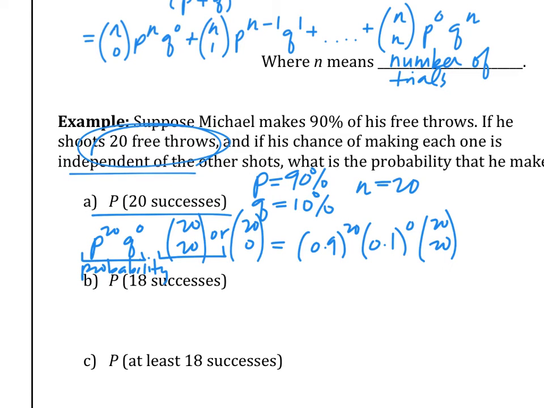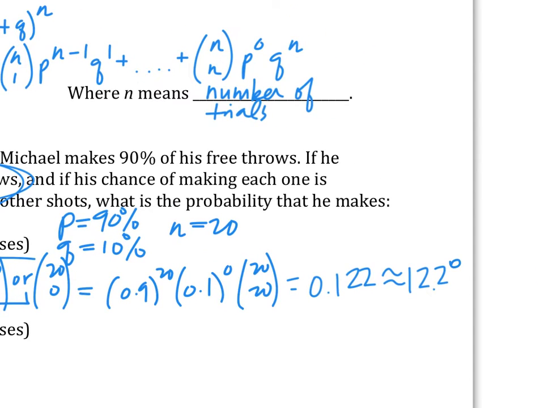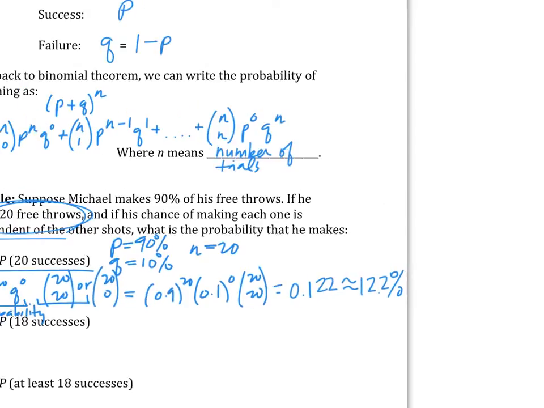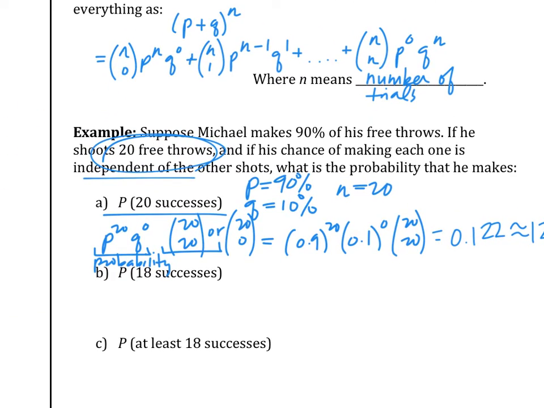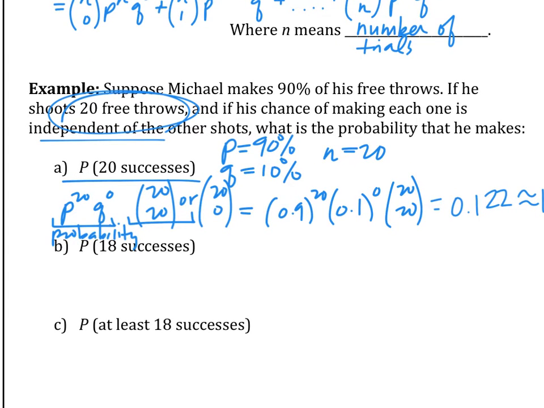This gives us an answer of 0.122, or about a 12.2% chance that he is going to make all 20 of his free throws. Okay, so let's try another one, and hopefully it will make a little bit more sense.